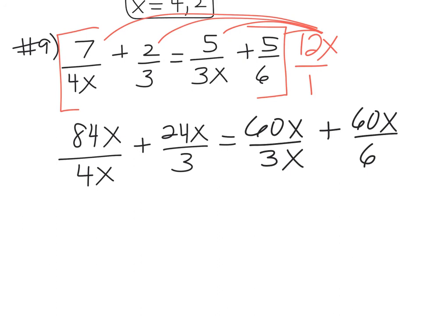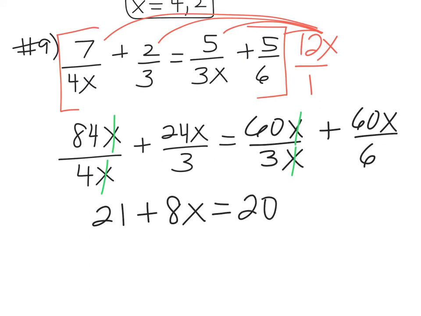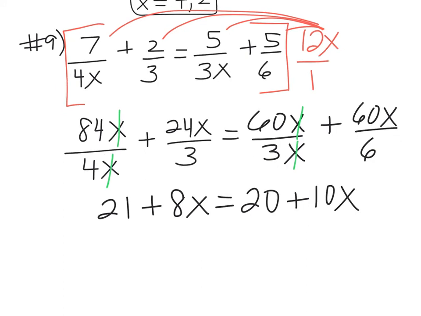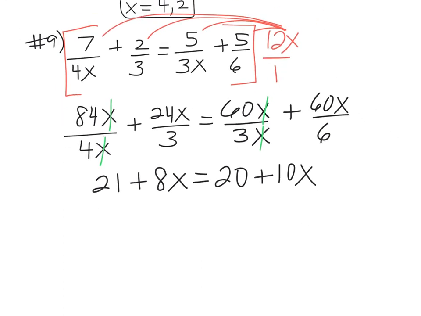Now let's do the fun part. Here we go. Our x's are going to reduce here, and 84 over 4 is what? 21. Plus 24x over 3 is 8x. Good. Equals this one, x's reduce, leaving me with 60 over 3 is 20. And then over here, I get 10x. Okay, now I have a much easier equation to solve, much more manageable.